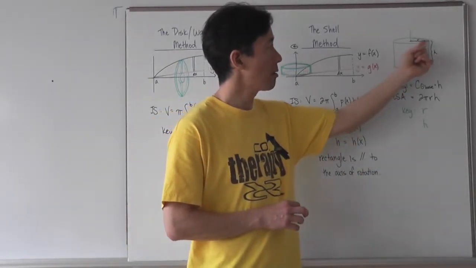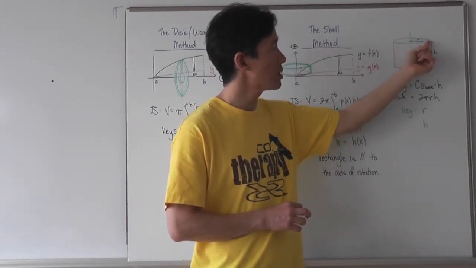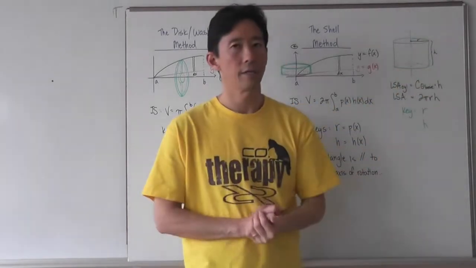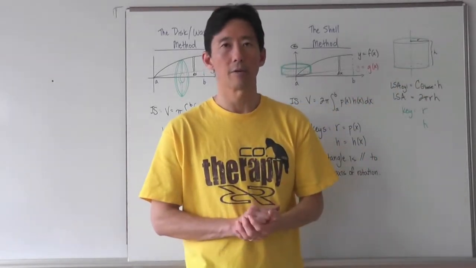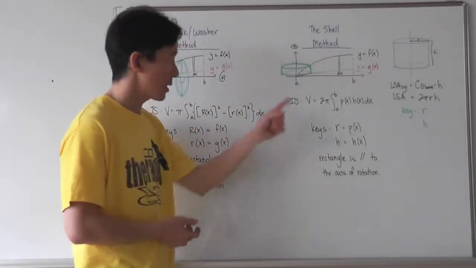Because if you know what r is, the distance from the axis of rotation to your cylinder, and you know the height of your cylinder, then you can very easily determine the lateral surface area of that particular cylinder. So take a look at our diagram.